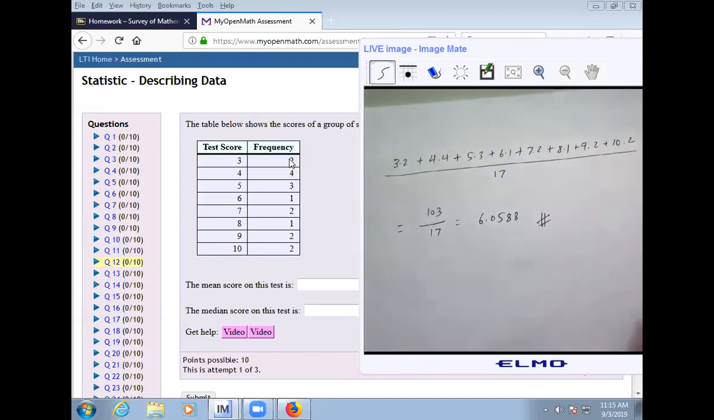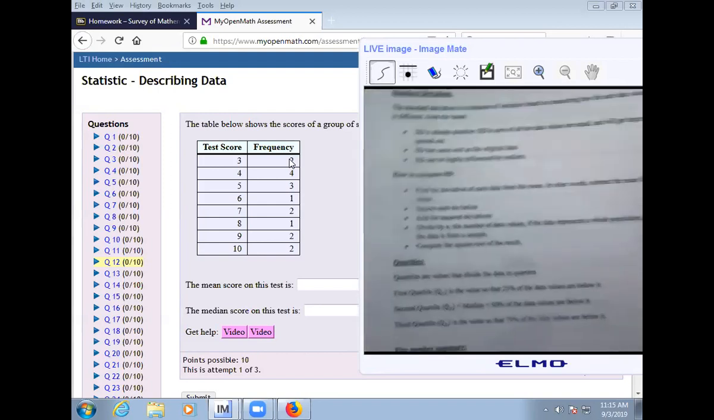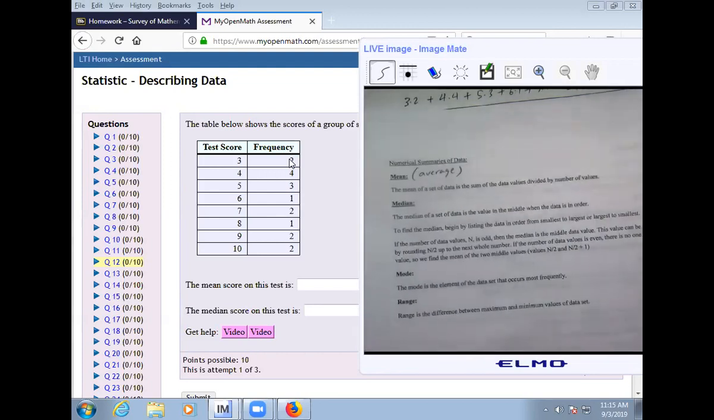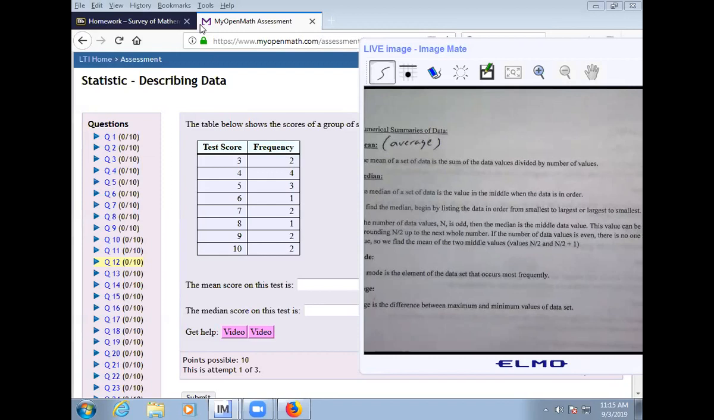Let's find out the median for the same data. If you try to find the median, this is the note I give you for finding the median. I'm going to make it bigger.